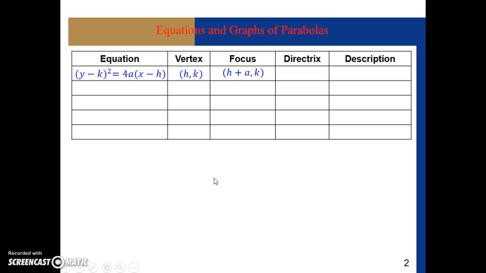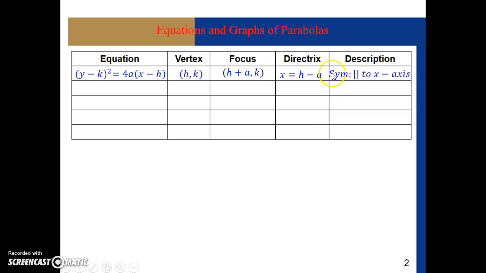The focus point is h, the x-coordinate, plus a, this value right here, which when we factor it out of x minus h is actually, like I say, the letter P on your formula sheet. We can find the focus point by taking the x-coordinate of our vertex and adding that value of P. Then the y-coordinate of our focus for this type of parabola is just k. The directrix is a vertical line, and that vertical line is h minus a.